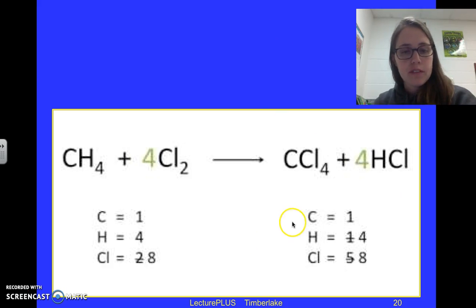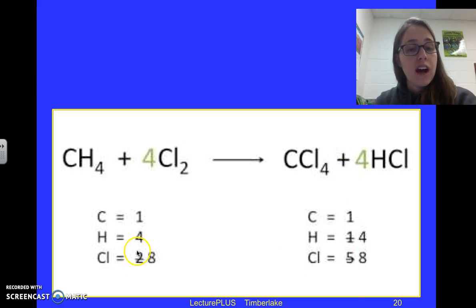So what we are first probably going to do is we're going to say, okay, I know that there are 4 hydrogens on this side, or 1 hydrogen on this side and only 1 on this side. So I'm going to go ahead and write a 4 here, because that way I have 4 hydrogens on this side and 4 hydrogens on this side. That also changes. That means I now have 4 more chlorines. So I have 4 chlorines here, 4 chlorines here. Now I have 8 chlorines.